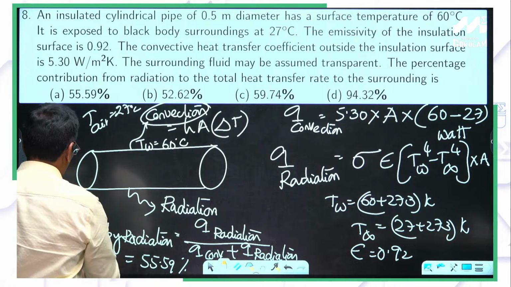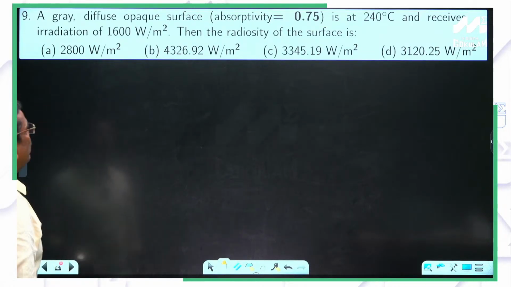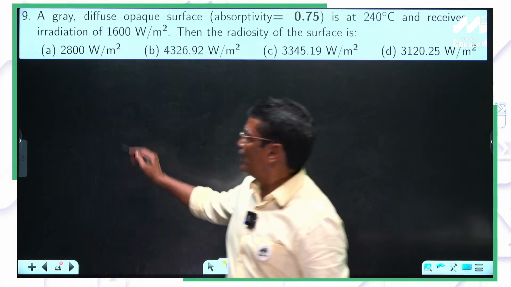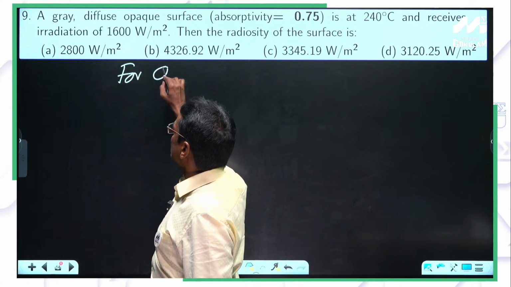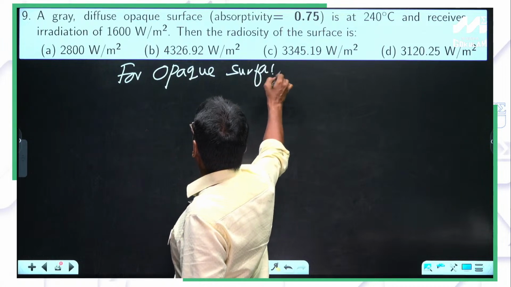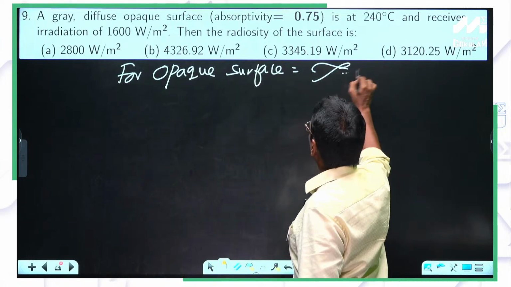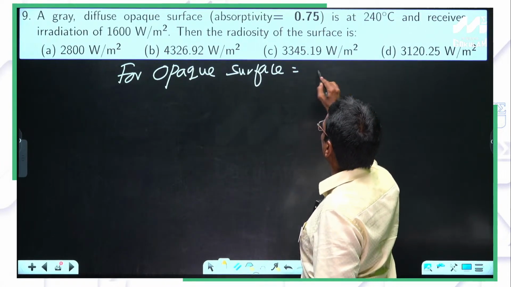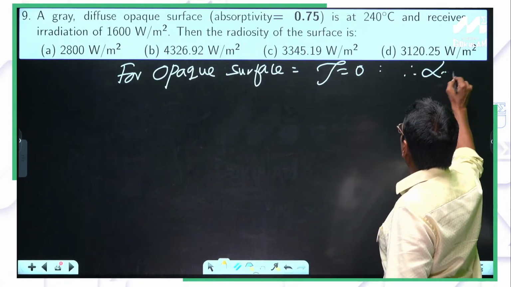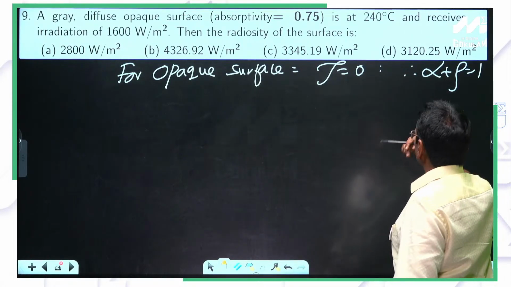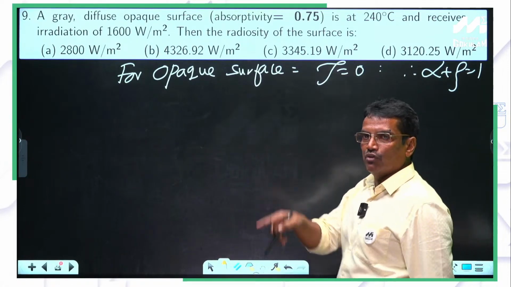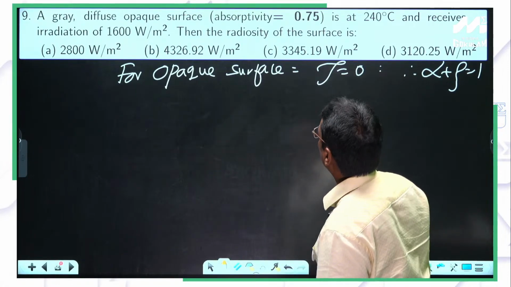Right, the next question is about a grey diffuse opaque surface. What do you mean by an opaque surface? For an opaque surface, there is no transmissivity. Tau is equal to 0. Transmissivity is 0. Therefore, alpha plus rho is equal to 1. Absorptivity plus reflectivity is equal to 1. Rho is the reflectivity and alpha is the absorptivity.